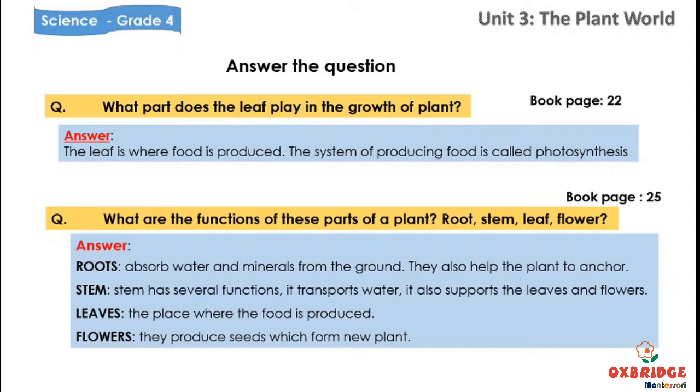Stem. Stem has several functions. It transports water. It also supports the leaves and flowers. Leaves, the place where the food is produced. It is also known as the food factory of the plant. Flowers, they produce seeds which form new plants. So this was the description of these parts of the plant.